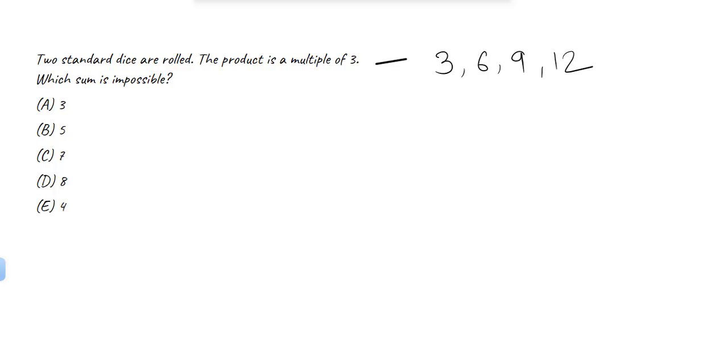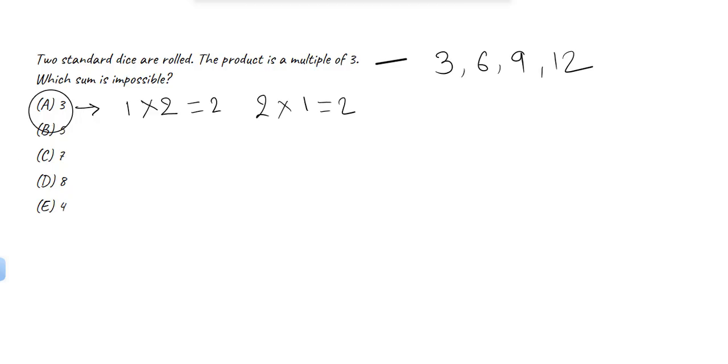Let's see how to solve. So the first option is 3. Now this 3 can be obtained if the first die has 1 and the second die has 2, but the product is 2. Even if the second die has 1 and the first die has 2, the product is 2. So in this case, the product is not a multiple of 3. So this is the correct answer.